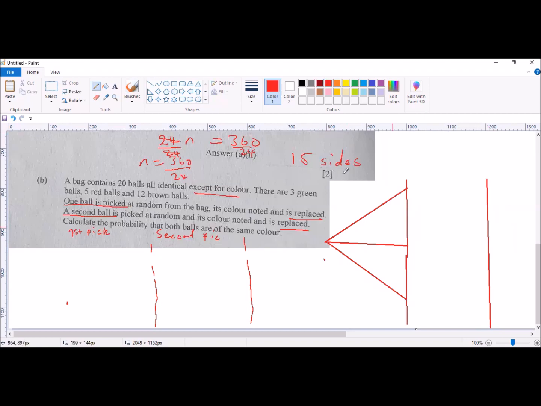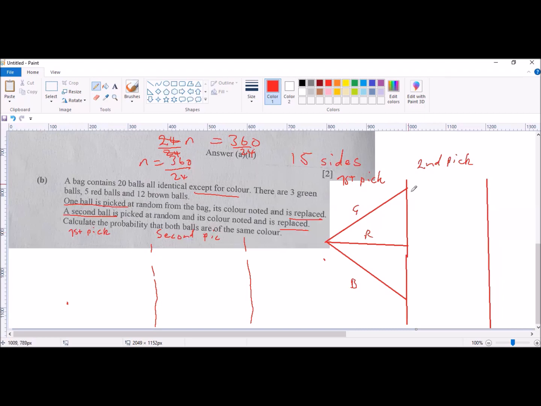So this is our first pick, then our second pick. In the first pick, we can either have a green or a red or a brown. All right.